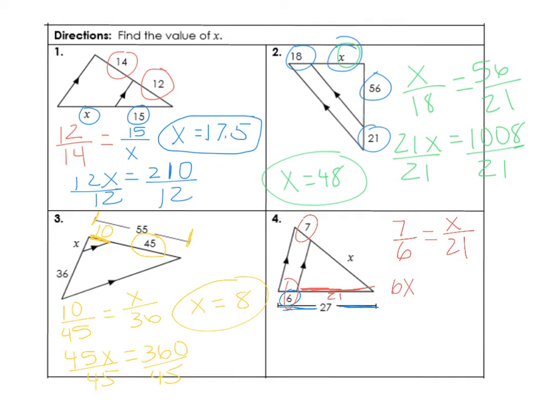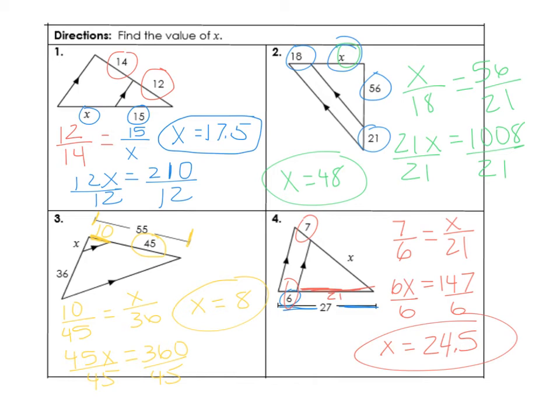6x equals 147. Divide. X equals 24.5. Let me just check. I did that in my head. 147 divided by 6, 24.5. Awesome. All right, next slide.